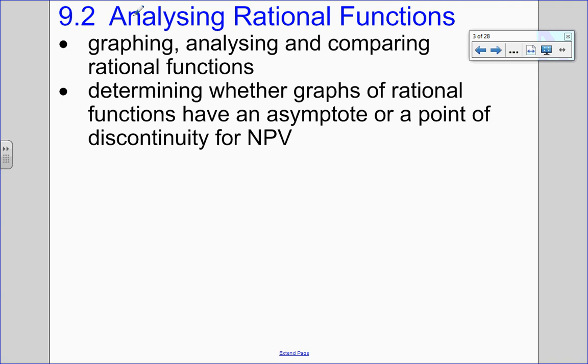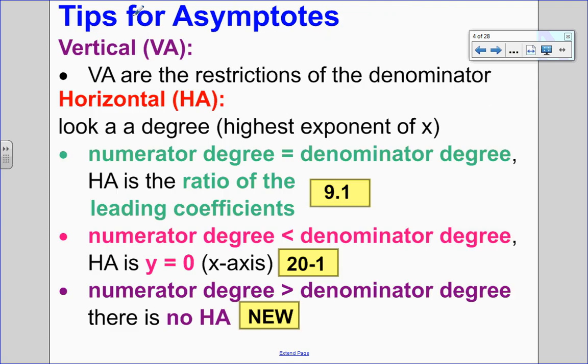Okay, so in this lesson, we're going to look at 9.2, analyzing rational functions. And this is going to be where I have a polynomial in the numerator, a polynomial in the denominator, not necessarily linear factors. So I just want to review with you the tips, especially for the asymptotes. So for a vertical asymptote, it is based on the restrictions of the denominator. So a vertical asymptote is something the graph can get close to, but it can't cross or touch.